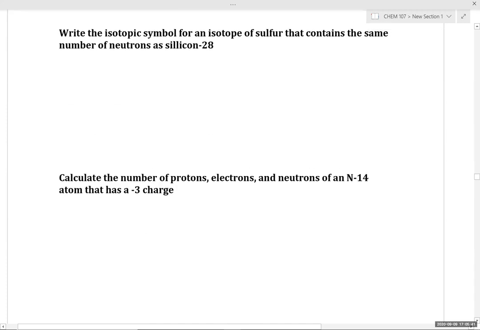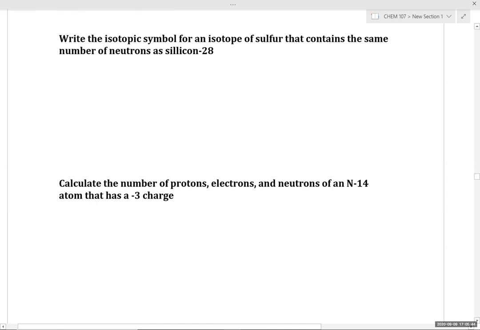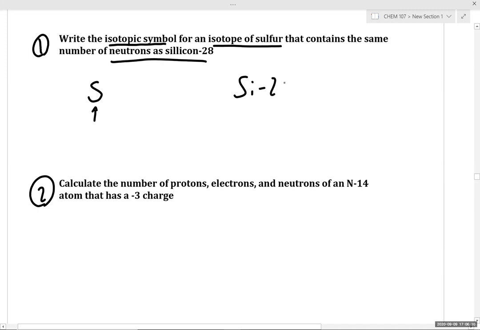What I want us now to work on is to take a moment and spend about 3 to 4 minutes on the following two examples. In the first case, you're going to write the isotopic symbol for an isotope of sulfur that contains the same number of neutrons as silicon-28. So I want you to think about, for sulfur, what information do you know about sulfur? And for silicon-28, I'd like you to unpack this isotope notation, and from that you can figure out the number of neutrons.